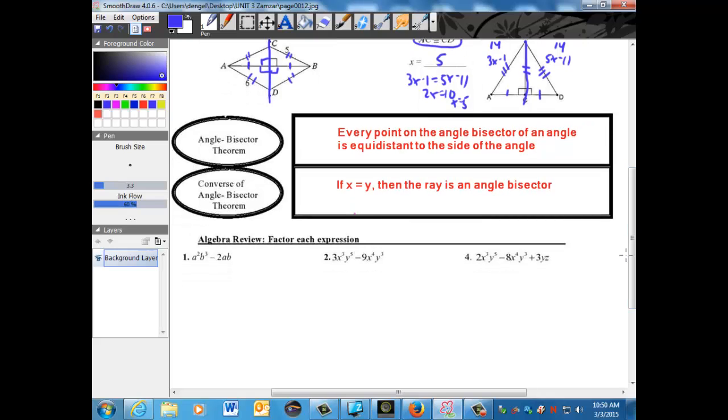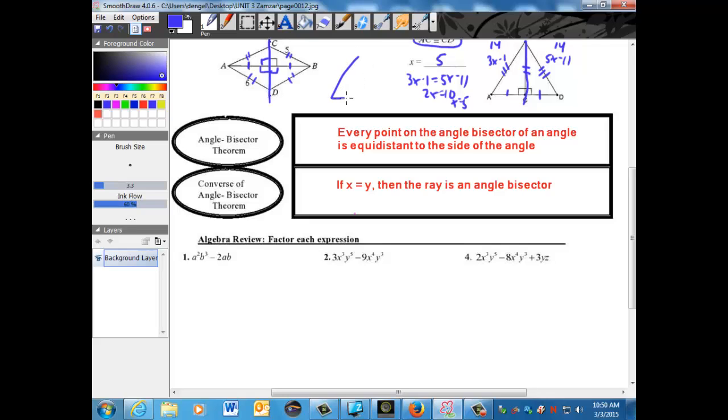Alright, the last two theorems. The first theorem is called our angle bisector theorem. Every point on the angle bisector of an angle is equidistant to the sides of the angle. So we definitely should make a drawing for this.